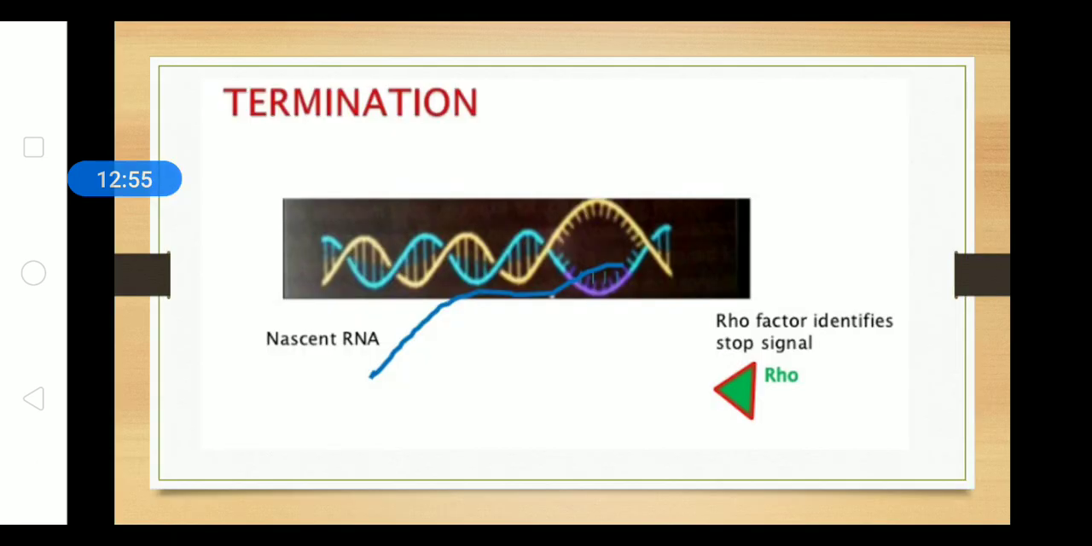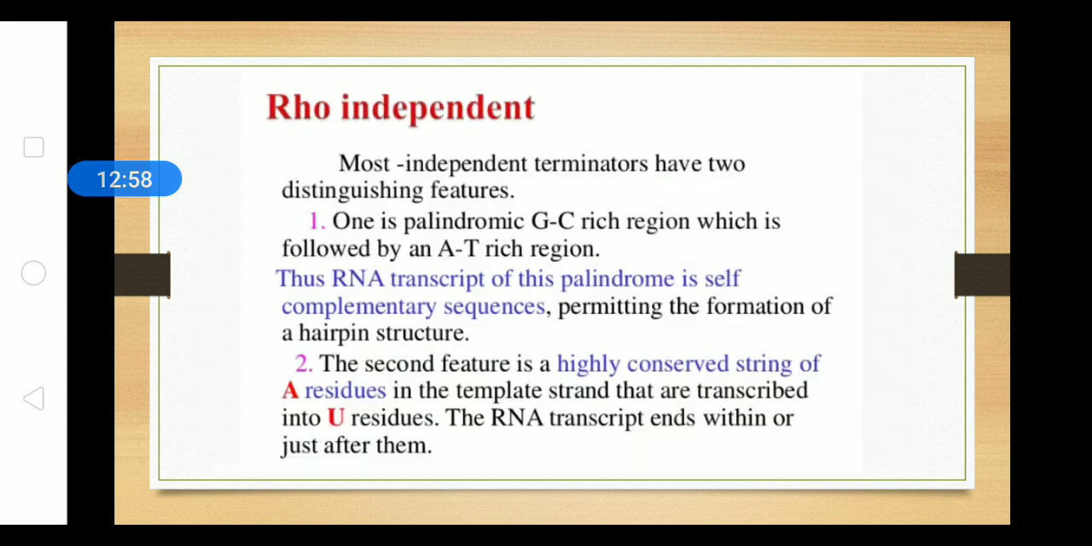On the other hand, we have termination which is rho independent. What happens in the case of rho independent? We have seen there is a start codon AUG. On the contrary, we also have stop codons, that is UUA, UAG and UGA. So in this case, whenever these stop codons are present in the DNA strand, at that position when the RNA polymerase arrives, it will stop transcription, and the RNA, or you can say the nascent RNA, will be cut off from the mother DNA strand.